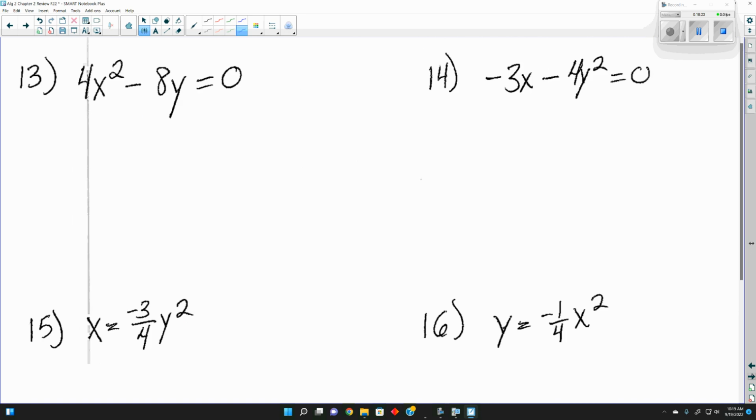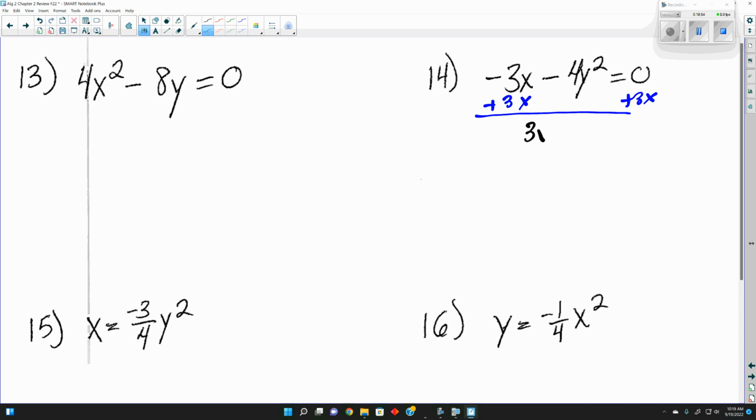Negative 3x minus 4y squared is equal to 0. So we need to get these on opposite sides, yes? Now, the one that's squared, we don't really care about its sign, because we need, in both general forms, x or y, the one without an exponent, has to be positive, yes? Why don't we move it first? Because we do need to get it by itself. So we can add 3x to both sides.